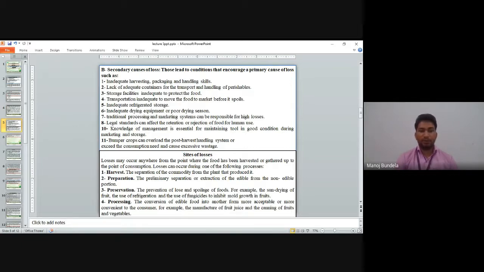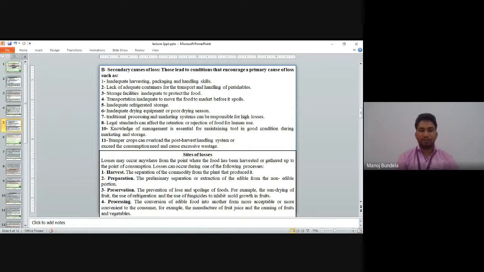Second is preparation. After harvesting we have to sell them, means we have to transport them from one area to another area. While doing transportation from one area to another, losses will also occur. Similarly, separation and extraction of the edible from the non-edible portion. Sometimes when we harvest, some fruits are edible, some fruits are not edible. So we will separate them. So that also comes under the losses.